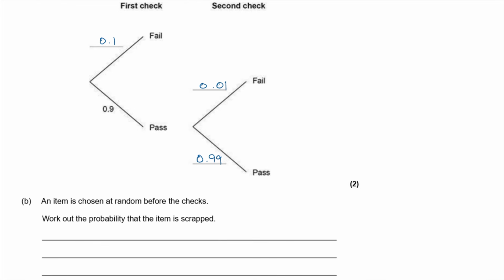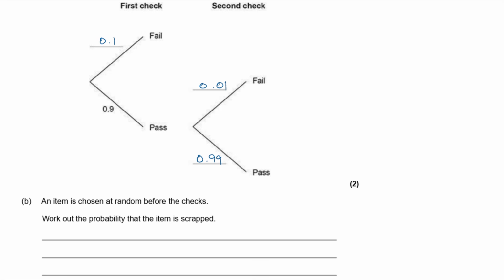Okay, so if I've got a 0.9 chance of passing, or 90%, I've got a 0.1 chance or a 10% chance of failing at the first check. And then it says 99% of the items that pass the first check pass the second check. So if I've managed to go down that first pass, then this one here is going to have to be 0.99, and making this one the probability of failing 0.01 there. Okay. Part B says an item is chosen at random before the checks.